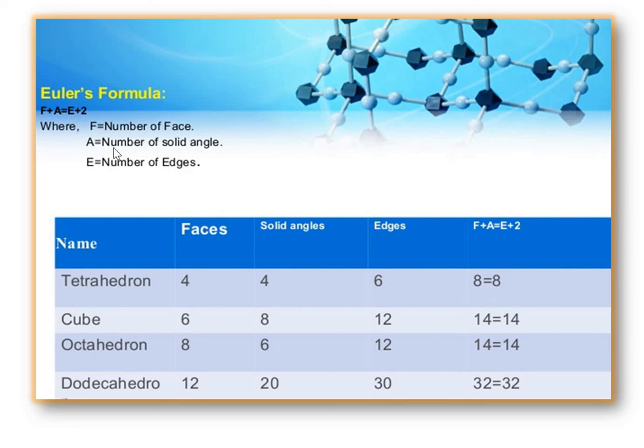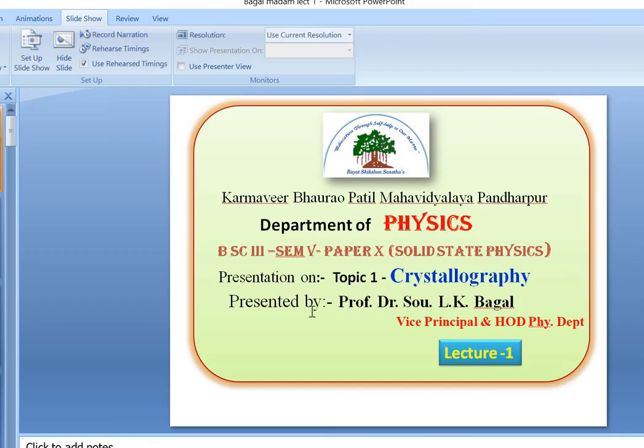F means the number of faces, A the number of solid angles and E the number of edges. Let us consider the tetrahedron first. Faces are 4, solid angles 4 and edges are 6. So in the formula, 4 plus 4 is 8, and this 6 comes here, 6 plus 2 is 8. The formula verifies: 8 equals 8. For the cube also the formula is satisfied, as well as for the octahedron and the dodecahedron. So, done.